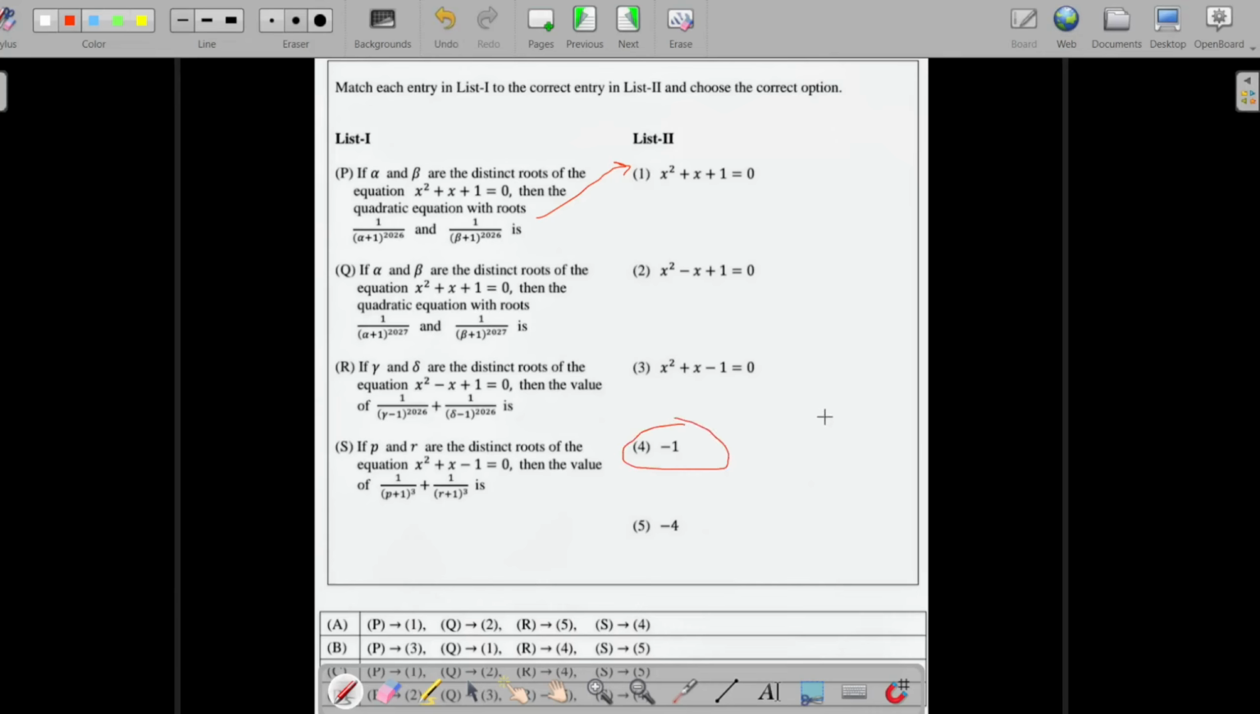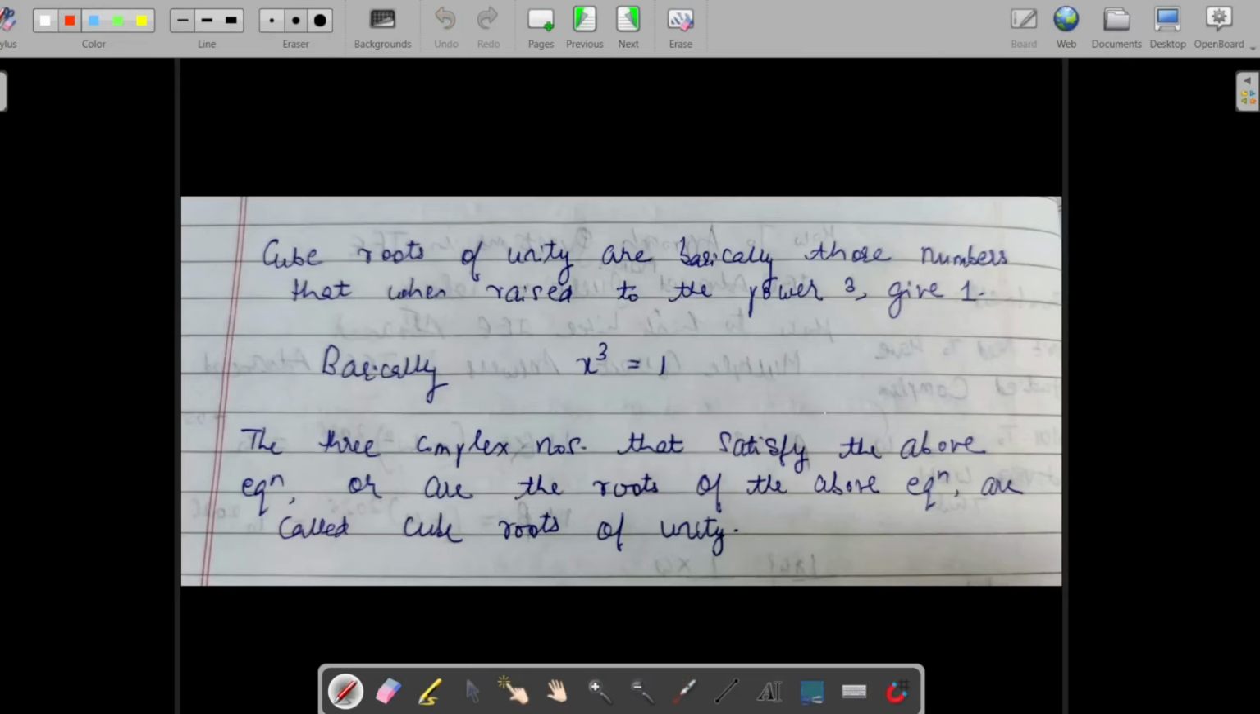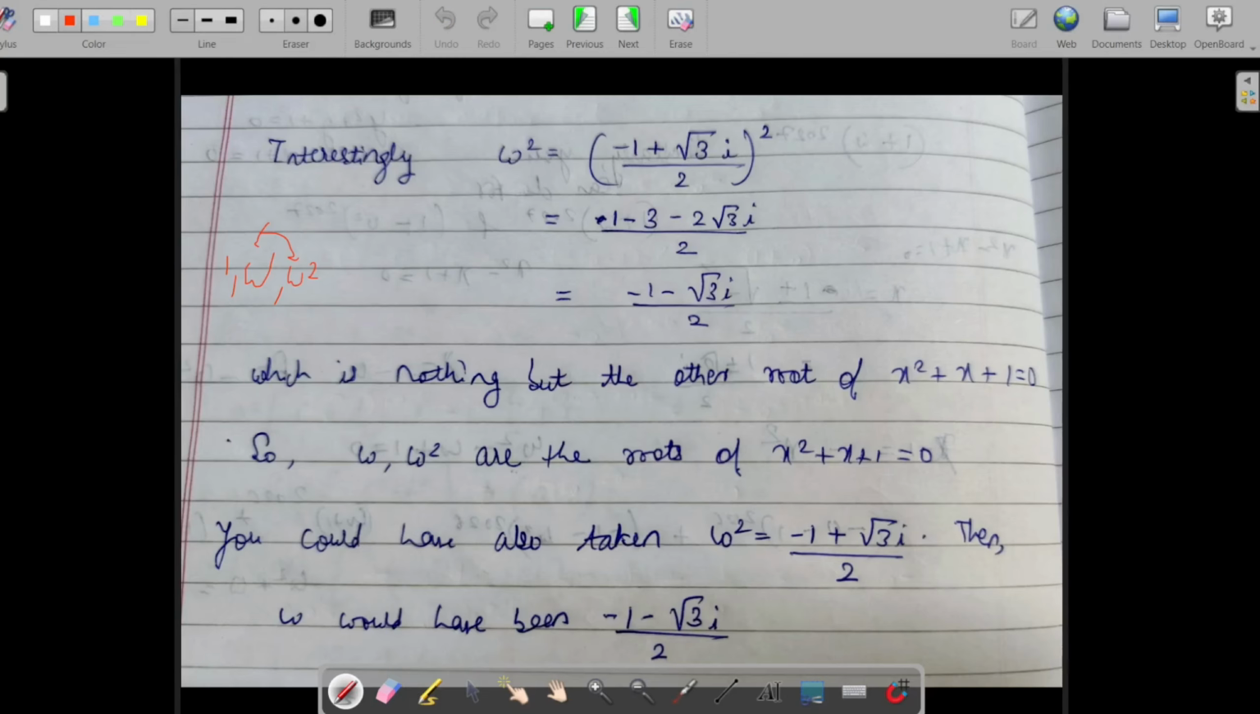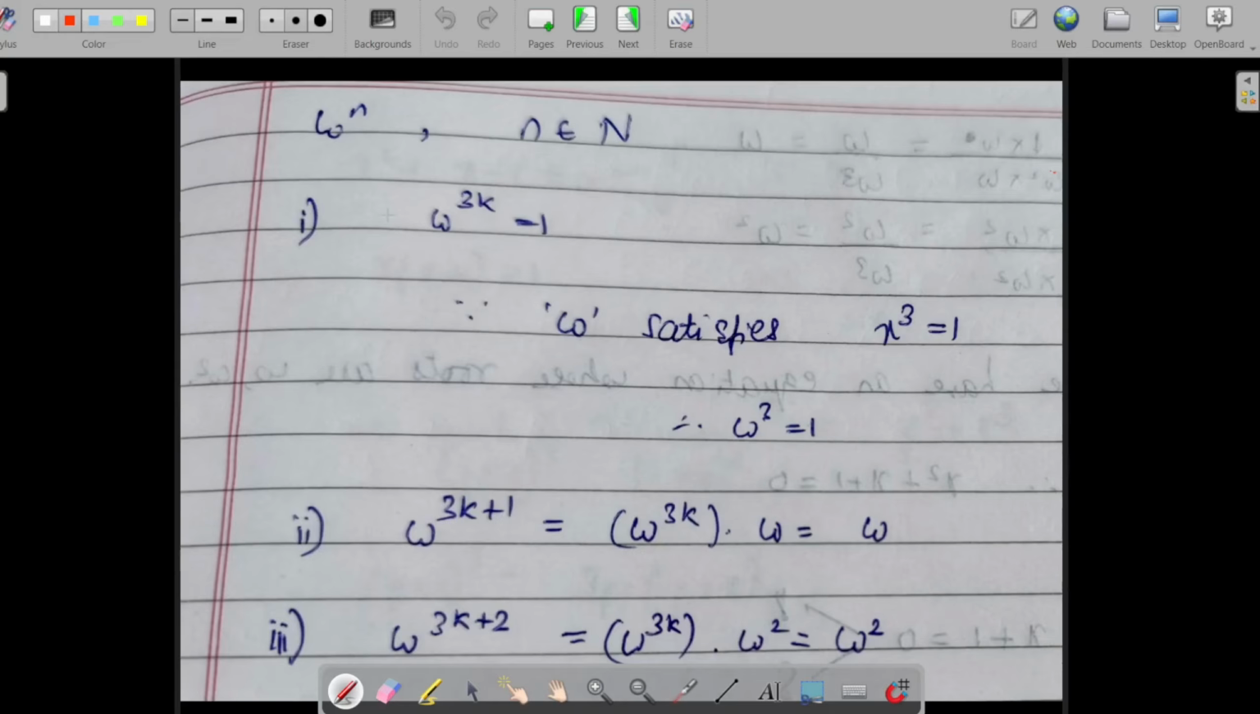Now as I said, this question would have been a bit lengthy, or a lot lengthy, if you had not known about the properties of omega and omega square. Which properties? First of all, that they are squares of each other, and the other, that when you manipulate it, the higher exponents are simplified in the form of omega raised to the power 3k, omega raised to the power 3k plus 1, and omega raised to the power 3k plus 2.